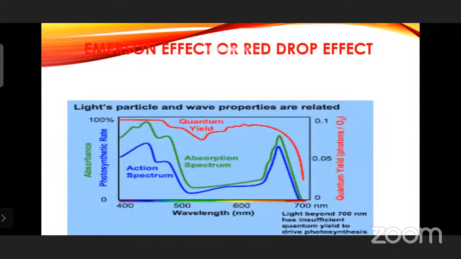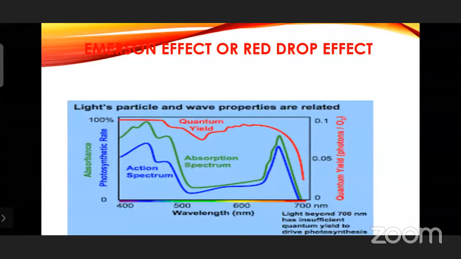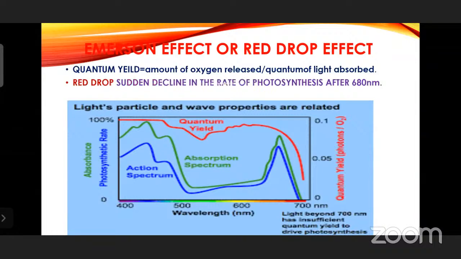And here, one more important thing, Emerson effect or red drop effect, as I said earlier. Emerson effect or red drop effect is nothing but by taking the prism only, the Cladophora, green algae, was subjected to this spectrum, and it is plotted like this. And what Emerson has noted, you can see quantum yield.